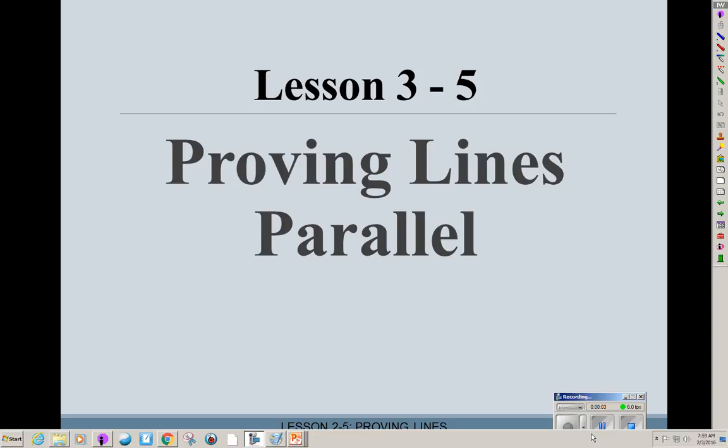The lesson is called Proving Lines Parallel. In this lesson, we will have lines cut by a transversal, and depending on whether certain angle pairs are congruent or supplementary, then we can prove that the lines are parallel. And based on that, we can set up equations and solve for angle measures and solve for x based on those properties that make the lines parallel.